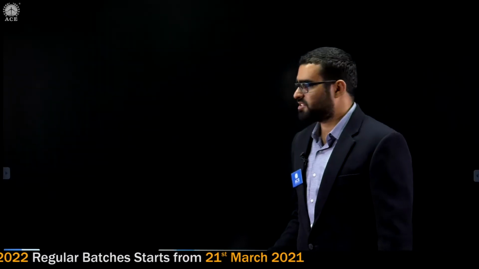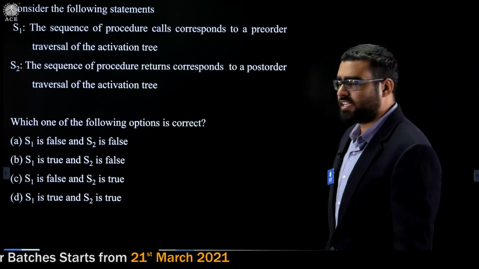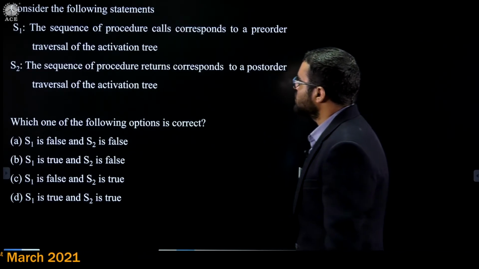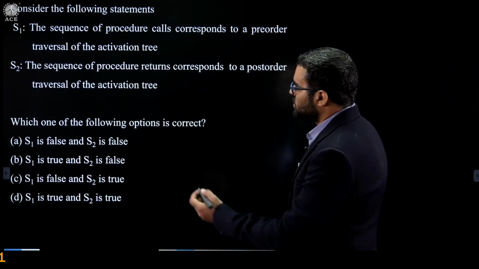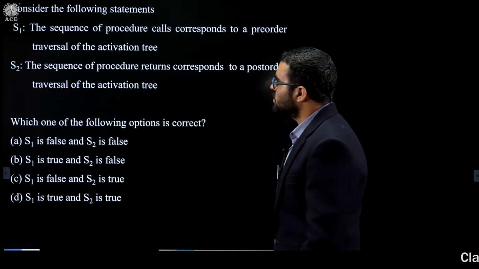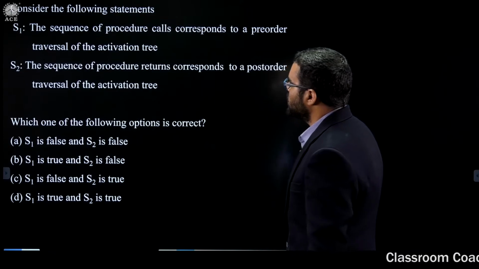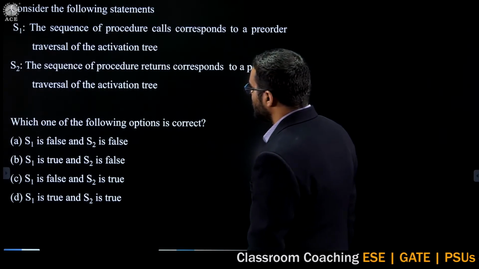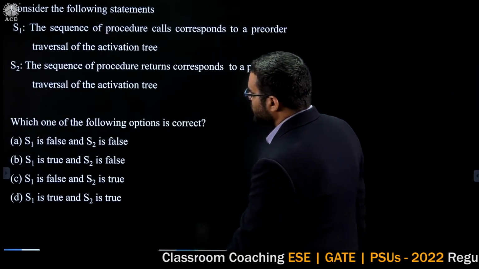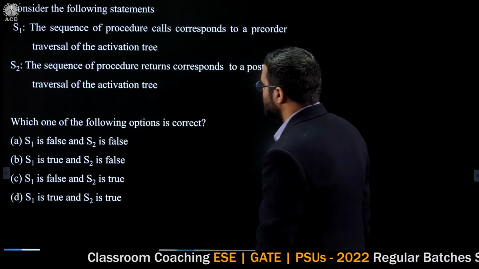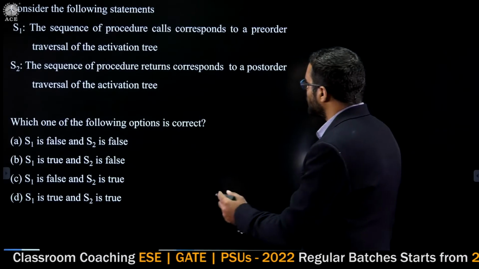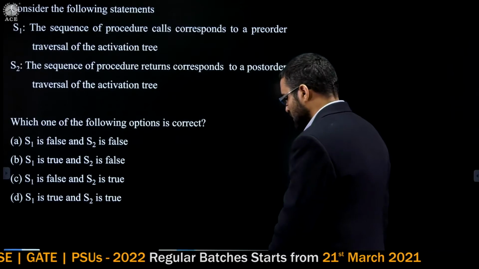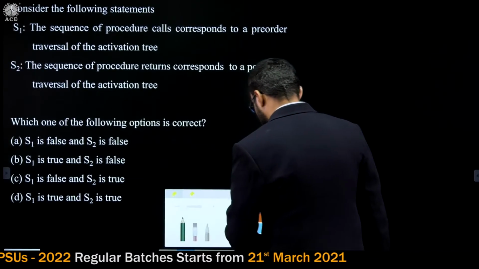Let's solve this question. This is a GATE 2021 set 1 question. Consider the following statements, S1 and S2. Statement S1: the sequence of procedure calls corresponds to a pre-order traversal of the activation tree. Statement S2: the sequence of procedure returns corresponds to a post order traversal of the activation tree, okay. So let's solve this question.